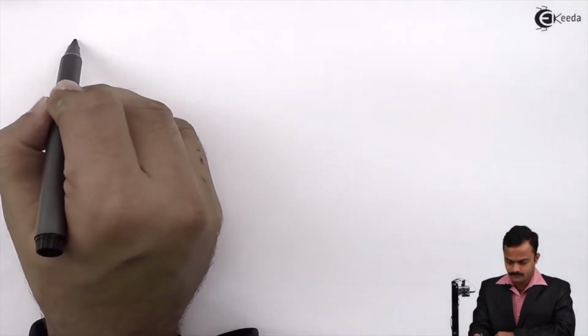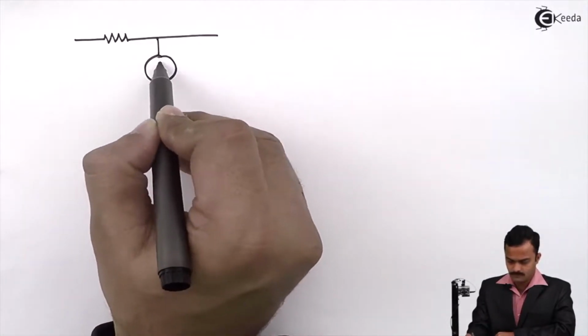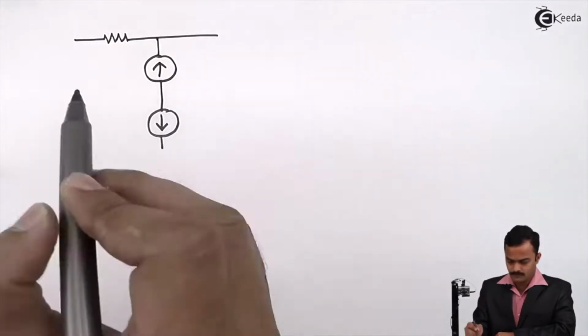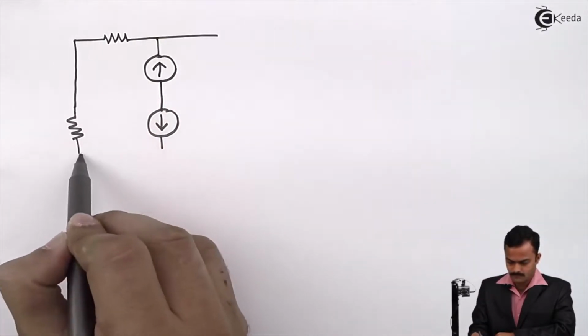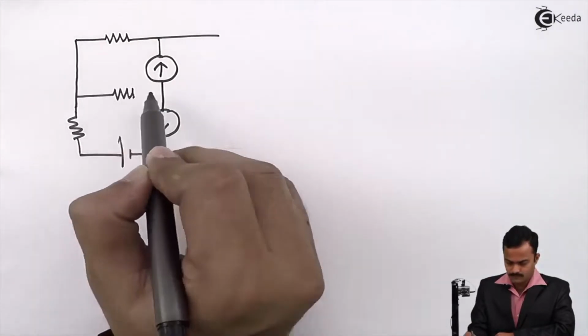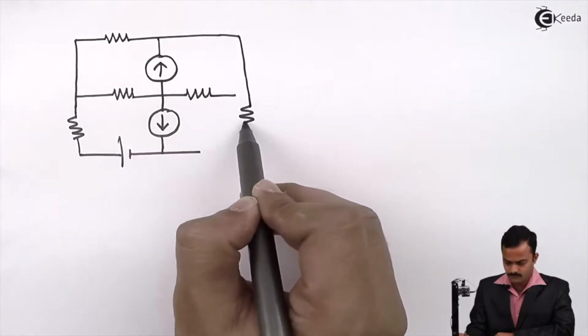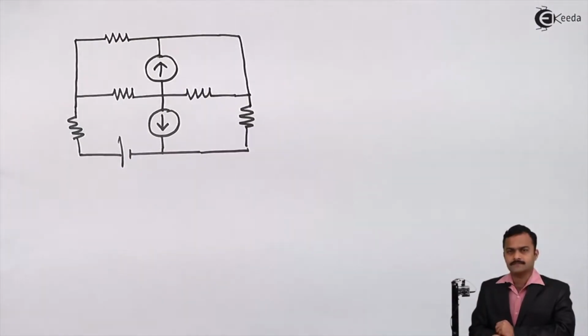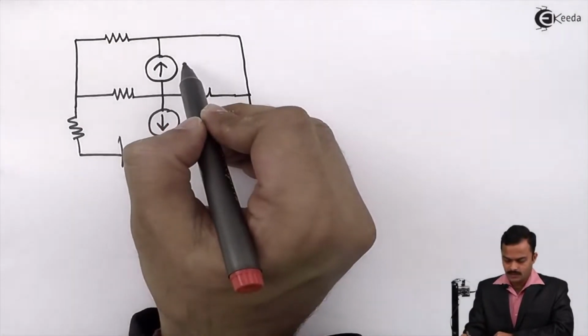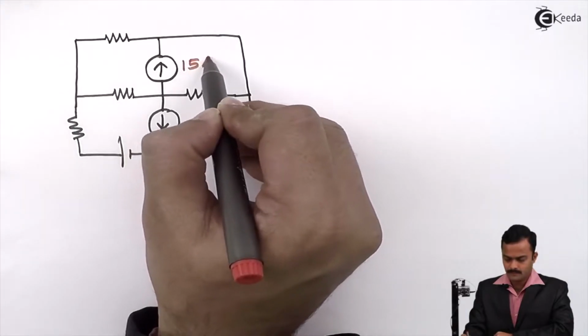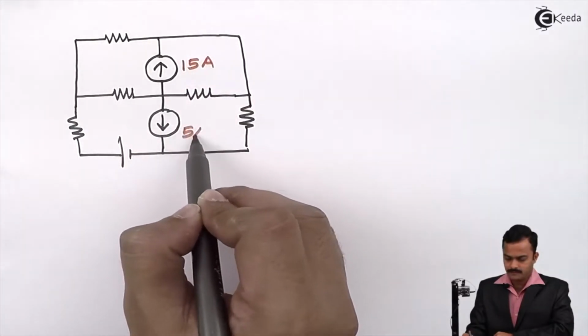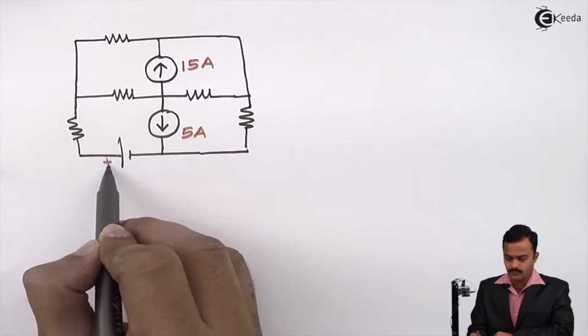Apply a technique called nodal analysis to solve a problem which may be difficult by mesh analysis. So let's have a problem. So here we have considered current sources of 15 ampere, 5 ampere and a voltage source of 4 volt.